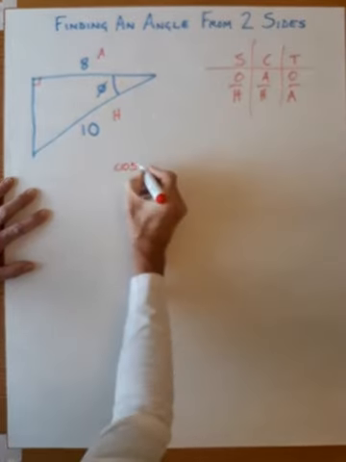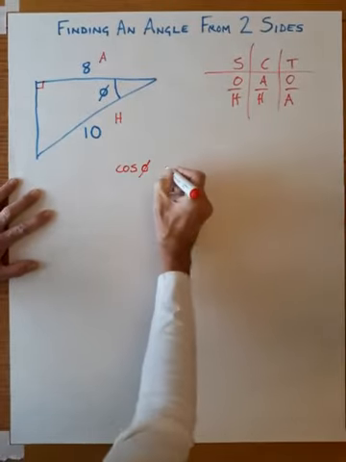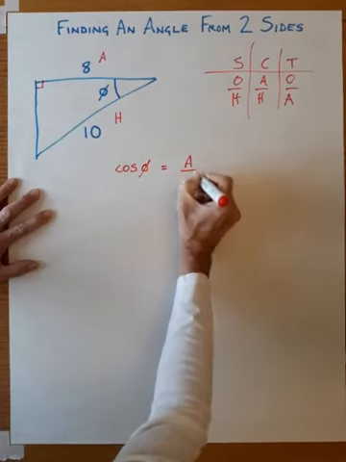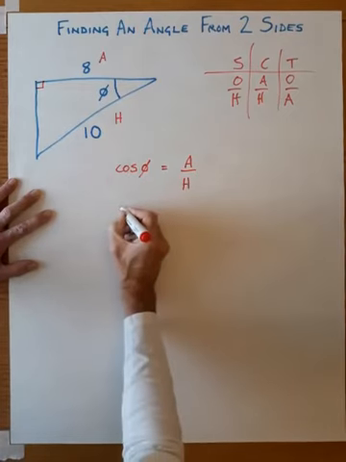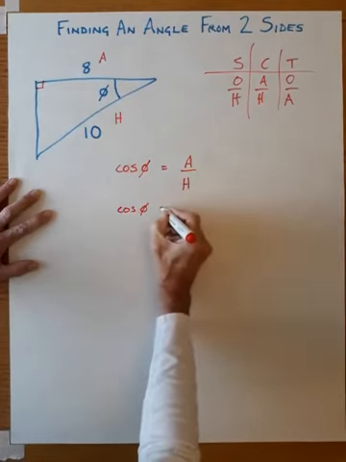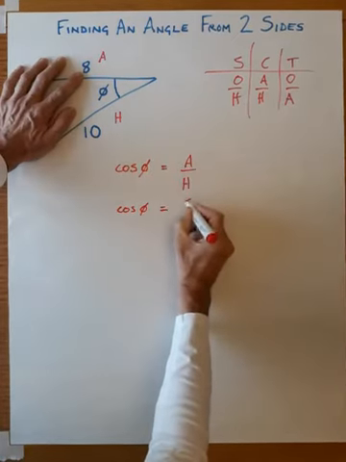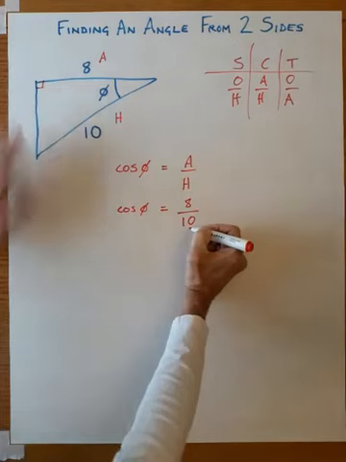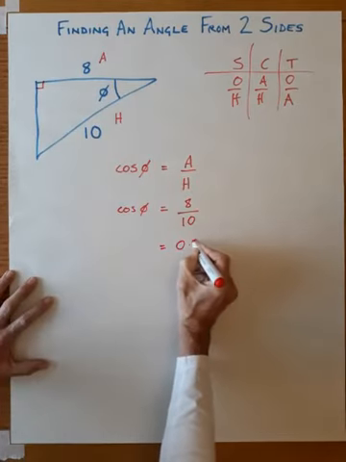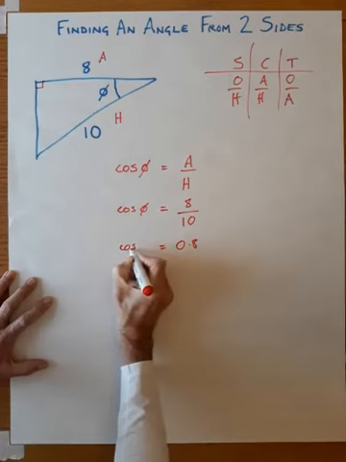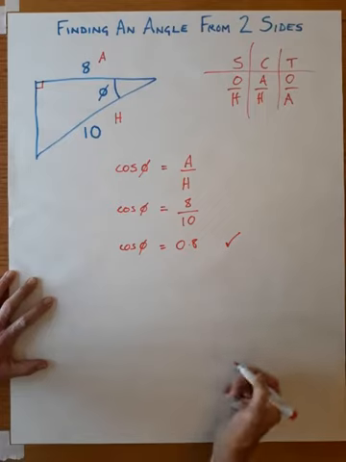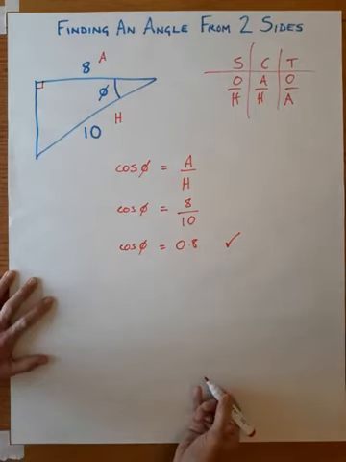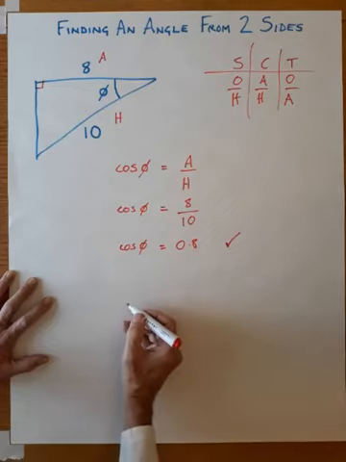Cosine, I've called the angle phi, so cosine of phi is adjacent over hypotenuse. If we put some numbers in, cos phi is adjacent is 8, the hypotenuse is 10, that comes to 0.8. So the cosine of our angle is 0.8. So that's fine, but this isn't the angle. You now need to use on your calculator the cos to the minus 1.